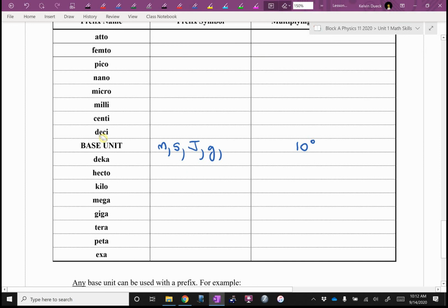Let's get smaller. Deci. What's the prefix on your green sheet for deci? What's the abbreviation? I know it's a D. Uppercase or lowercase, because it makes a difference. Lowercase d, that's it. And that's a 10 to the negative 1, or times by 0.1. Gotta be honest, I never use this one. I never say, oh, that's 3 decimeters. I say that's 0.3 meters, because that makes sense to me.